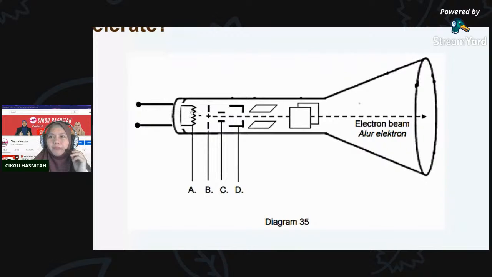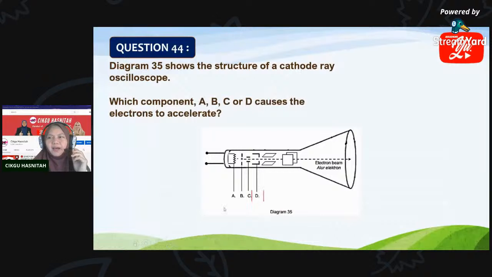How about B? What do we call B? B is called the control grid, if you remember. And C is the focusing anode, which assembles the electrons in one straight line. So D is the accelerating anode, which accelerates the electrons to the front part of the cathode ray tube, which means the answer is D.